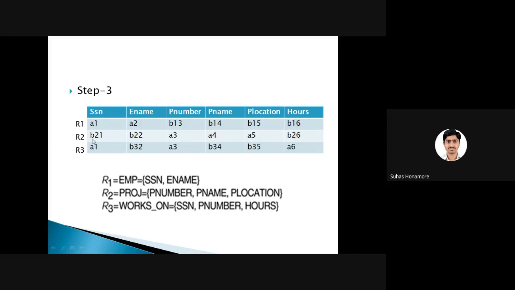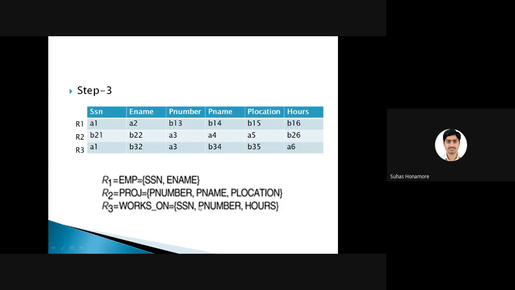Now we go to the second row, R2. R2 contains P number, P name, P location. So P number is A3, P name is A4, P location is A5. These numbers 3, 4, 5 are column numbers: first, second, third, fourth, fifth, sixth. So we write A3, A4, A5. For the first table R1, the two attributes SSN, A1, and E name are filled in the first row. Then for R2, P number, P name, and P location, we set those.